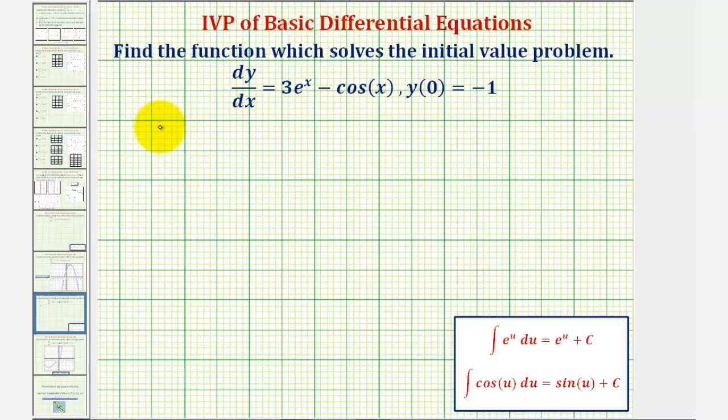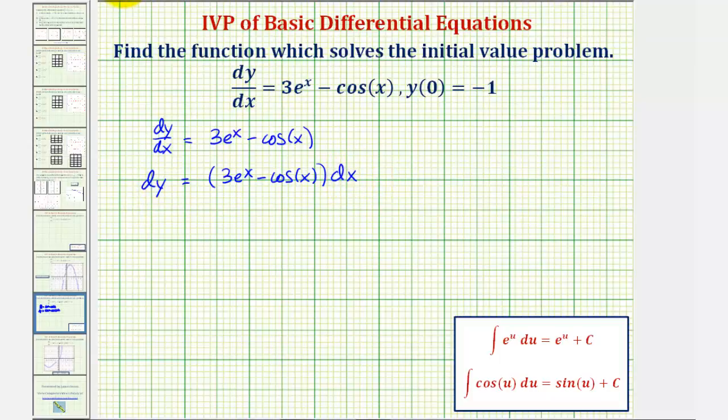So if we know that dy dx equals 3e to the x minus cosine x, we know we'll have to integrate 3e to the x minus cosine x. But to show our work, let's write this differential equation in differential form so we can think of multiplying both sides of the equation by dx, which would give us differential y equals the quantity 3e to the x minus cosine x times dx, or times differential x.